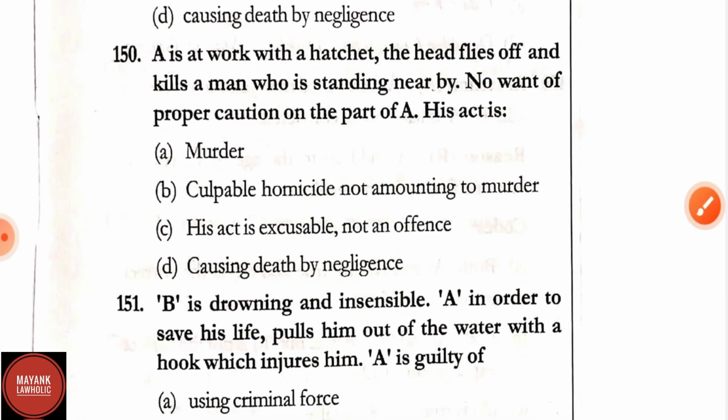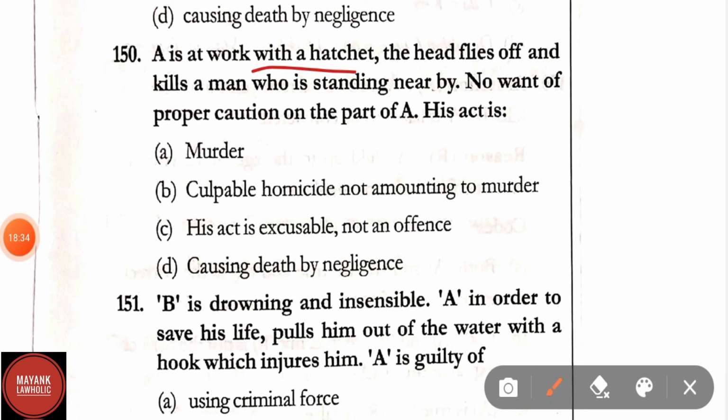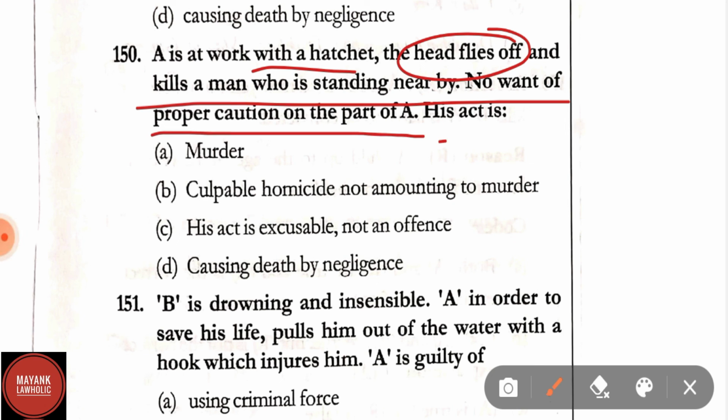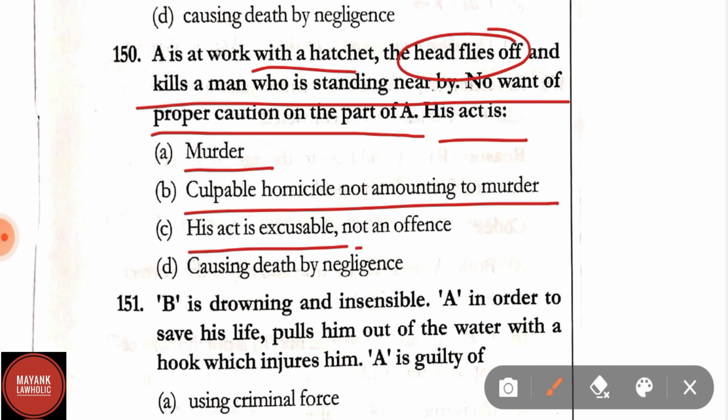Question number 150. A is at work with a hatchet. The head flies off and kills a man who is standing nearby. No want of proper caution on the part of A. His act is murder, culpable homicide not amounting to murder, his act is excusable, not an offence, causing death by negligence. Correct answer is option C, that is his act is excusable, not an offence.